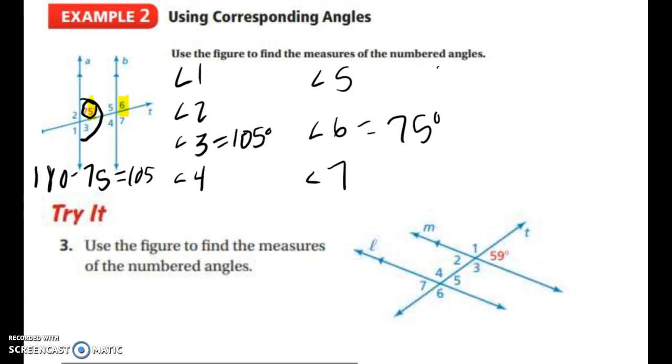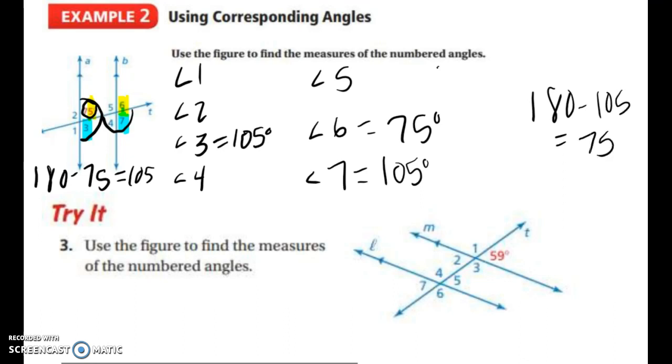All right, so now I'm going to look at corresponding angles again, and the corresponding angle for 3, since it's in the bottom right corner of line B, is 7. And so that means that 7 is also 105 degrees. Using supplementary angles, I'm going to find angle 4, because angle 4 plus angle 7 gives me that straight line, which is 180. So 180 minus my 105 equals 75.